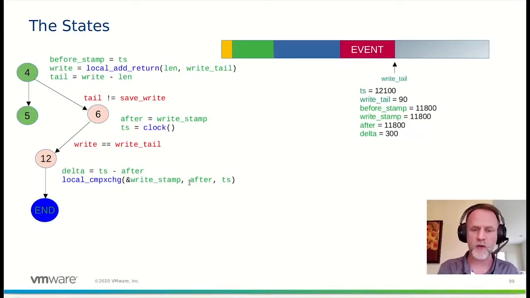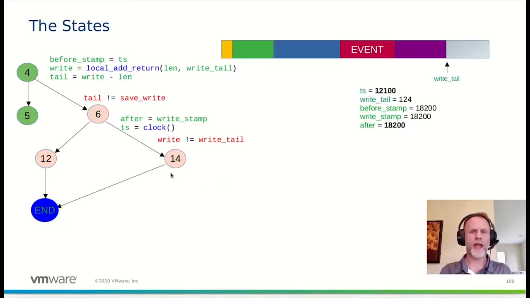So what we do for the write stamp is, easily, if it still matches the after, we're going to update it with our own timestamp, and we're done. But what happens if something came in and it doesn't match? That means something jumped in before us, we allocated our event, and then something came in again, because write no longer matches write tail. We're kind of confused now. We don't know the timestamp of the event before us, and we need the delta of that. Well, what do we do? We have no idea what the delta is, so we punt.